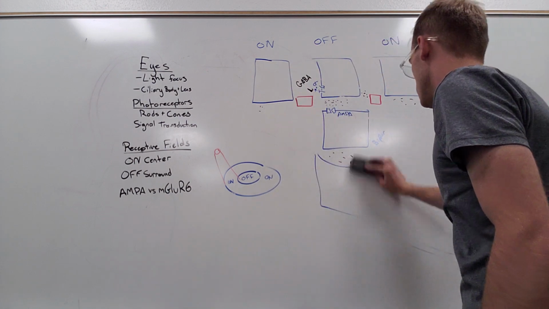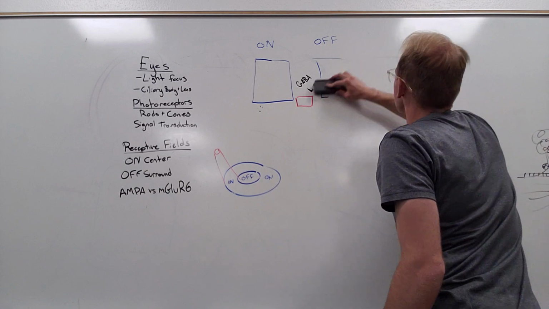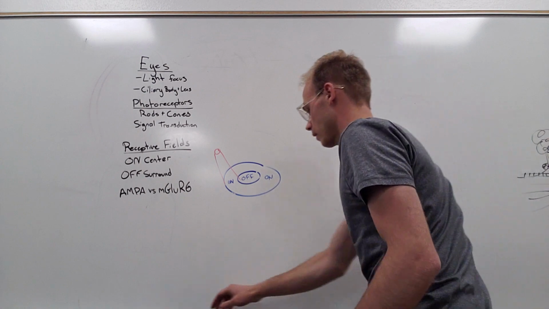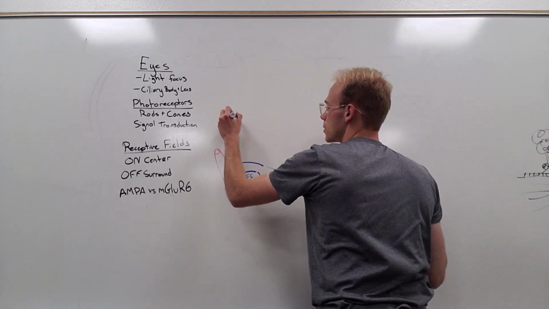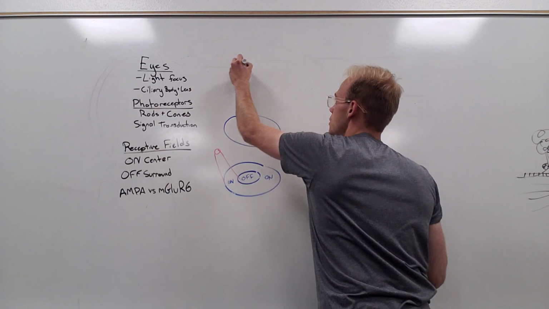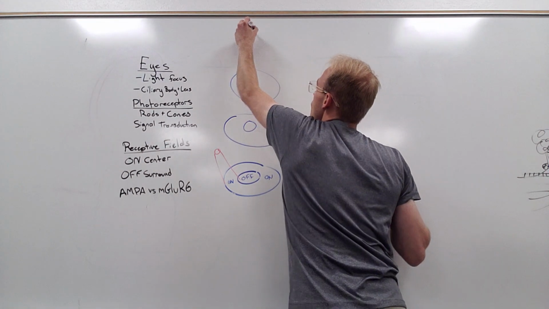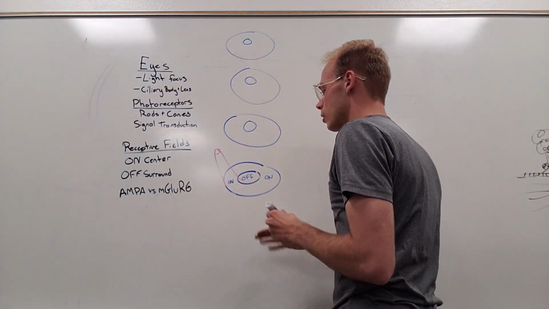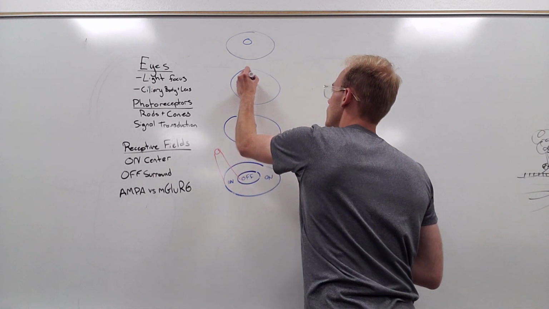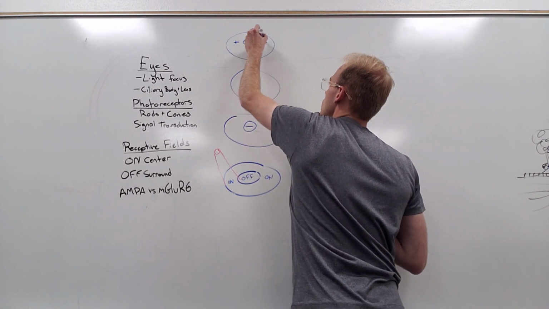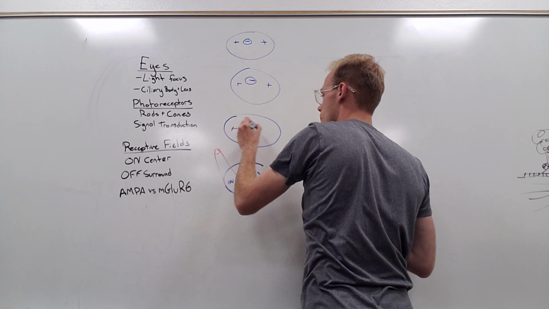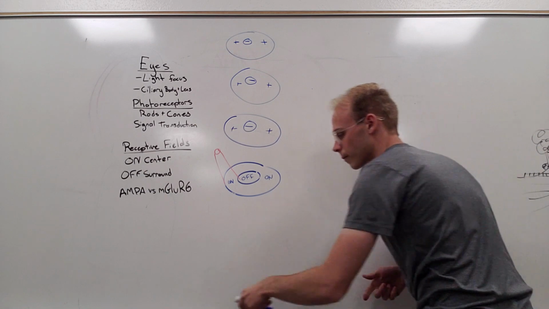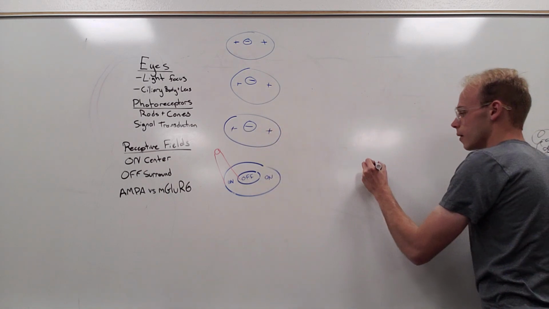And so this is really important. We're going to draw a couple examples. Okay, so we're going to draw some circles. And so this is really important for edge detection. See those? Perfect. Okay. These are all going to be the same thing. These are all off center, on surround. And then I'll have a second set over here, which is going to be our on center.